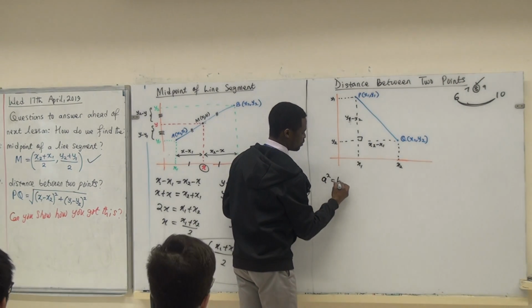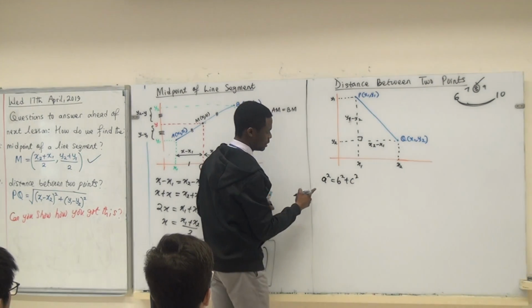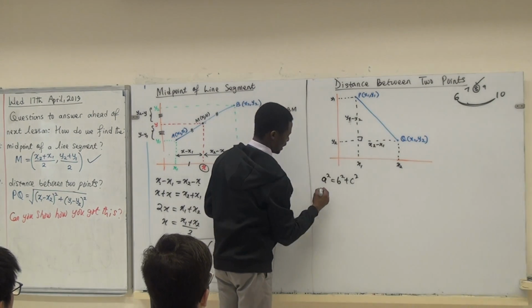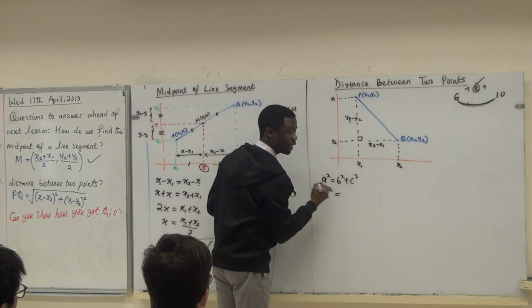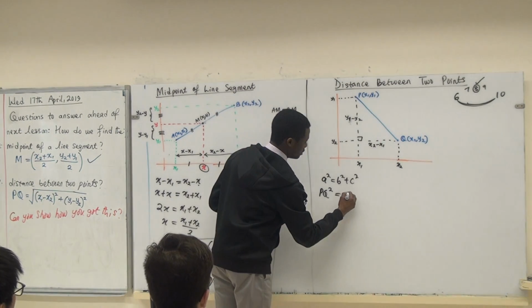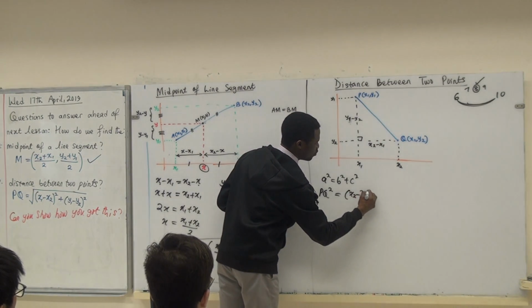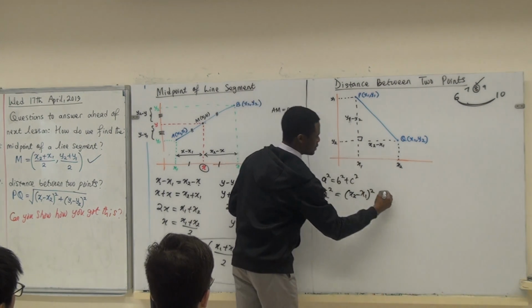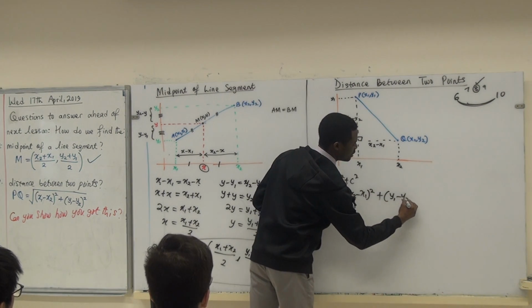A squared equals b squared plus c squared, right? So what is our a squared? That is PQ squared. Agree? Yeah. What is your b squared? So let's pick this first. x2 minus x1 squared. And this, y1 minus y2 squared.